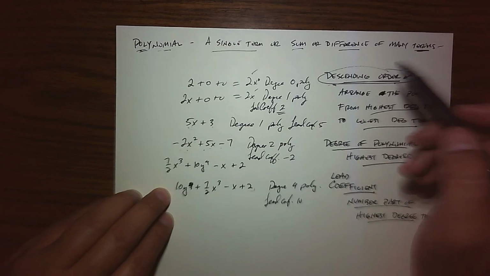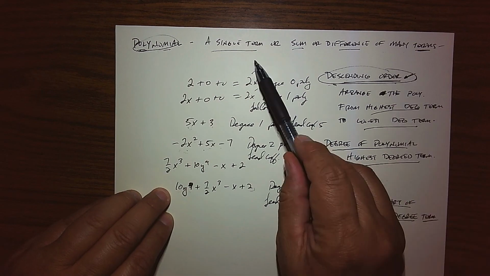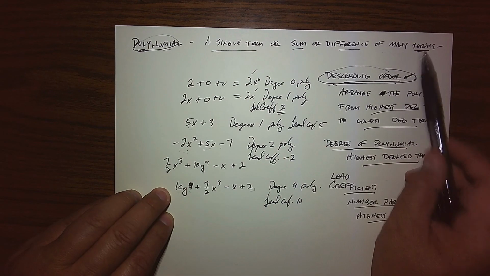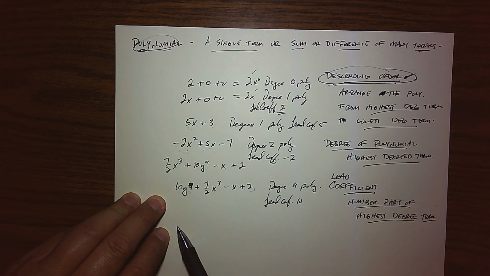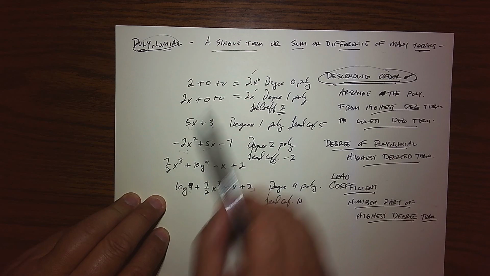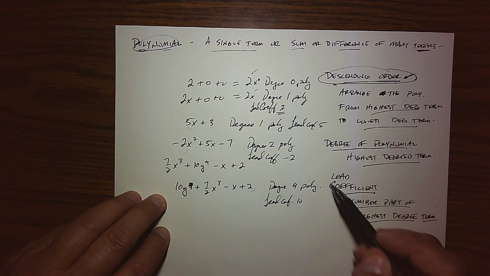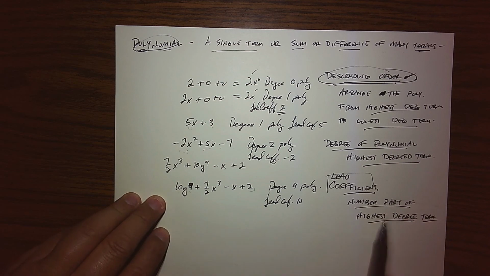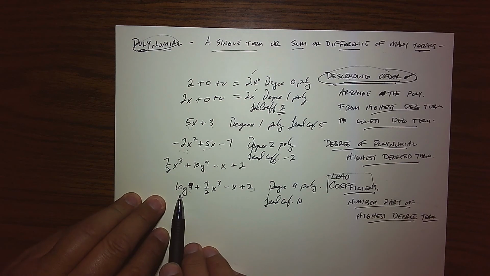So there's basically 4 more things to identify. The idea of what a polynomial is, a single term by itself or sum or difference of terms. Descending order, that's when I arrange my polynomial from highest degree term to lowest. The degree of the polynomial is basically the highest degree term that I have. If you put it in descending order, it's basically the degree of the very first term. And then the lead coefficient, that's basically the number part of the highest degree term, which again, if you're in descending order, is out in front. It's leading. So that gets us ready for the next topic of polynomials.